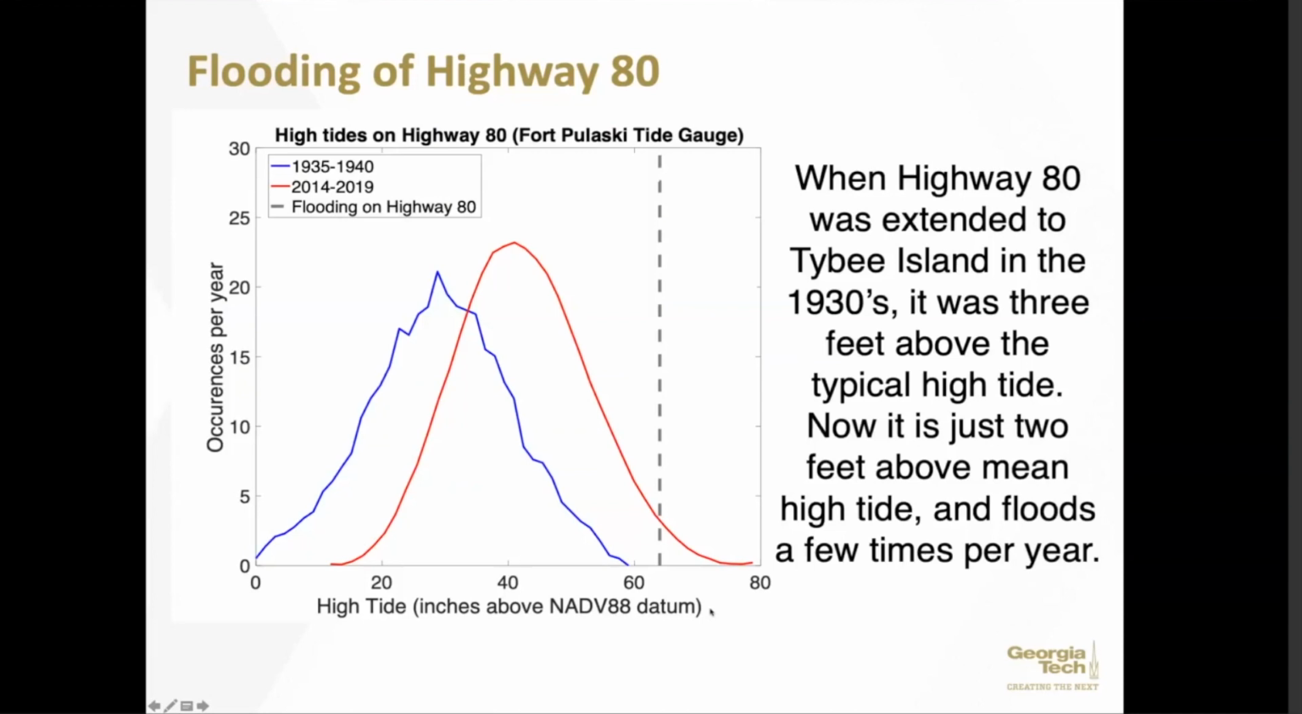To the right on the plot is higher high tide, and the number of times that high tide level occurs in any given year. And then the red line is the same thing, except taken over the most recent 5-year period. And what I've plotted here is a gray dashed line, which indicates how high the high tide would have to be in order to overtop the seawall that protects Highway 80 from coastal flooding.